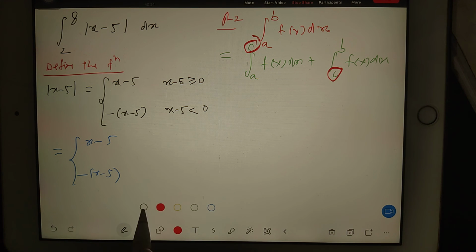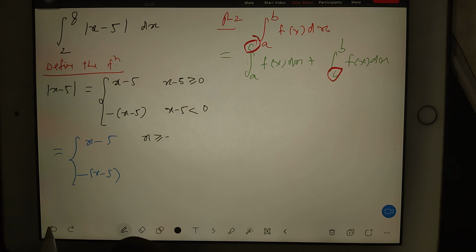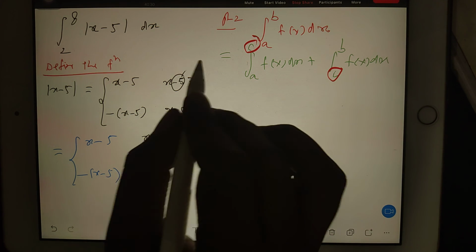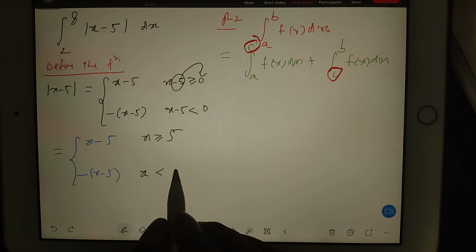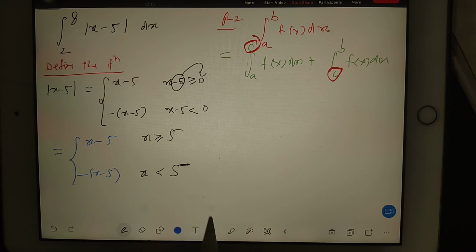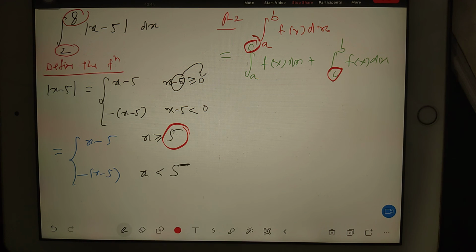So again you will further write this as x minus 5, and of course minus x minus 5, and you will define the limit here, like x is greater than or equal to plus 5. How? Because this minus 5 I took here. In the same way, x less than 5, so it will become plus 5. I hope you understood this part also. It means between 2 to 8 we got a location 5 where we have to break. So this 5 became our critical point, where we have to break the integration.